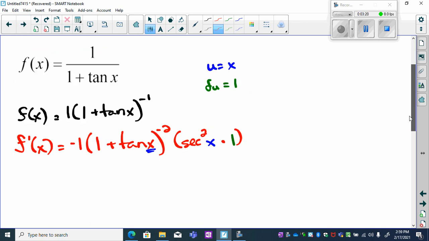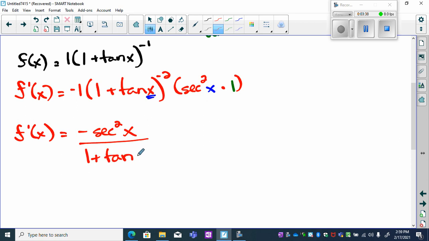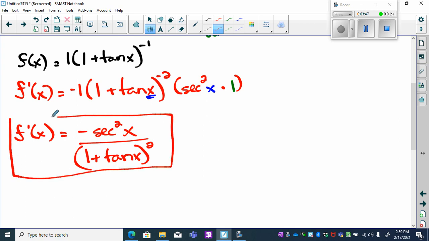And now I got to clean it up. Okay, so negative 1 times secant squared x times positive 1 would give me negative secant squared x. This 1 plus tangent x in brackets to the power of negative 2 would just go to the denominator and become a 1 plus tangent x to the power of positive 2. That is my answer.